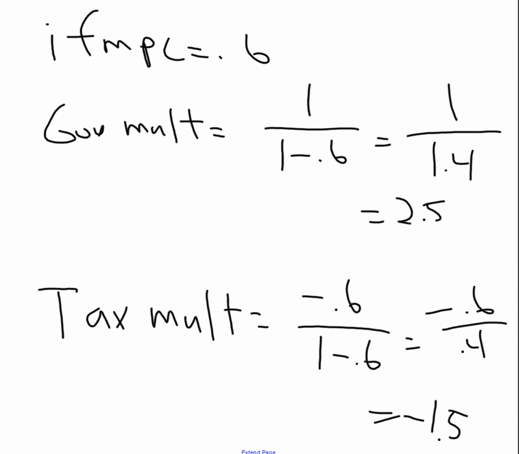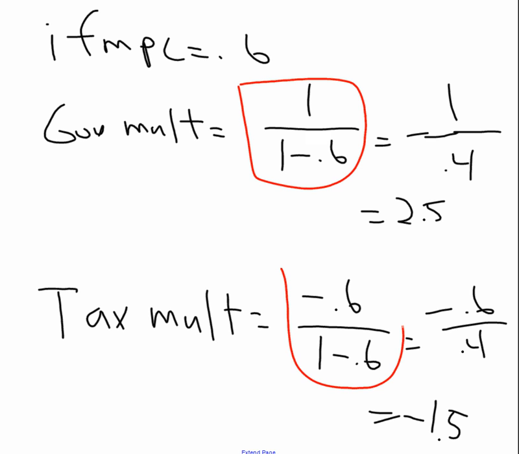And if MPC, let's do an example. If MPC is 0.6, that means the government multiplier would be 1 over 1 minus 0.6, which is 1 over 0.4, which is 2.5. The tax multiplier is negative 0.6 divided by 1 minus 0.6, which is this. And our tax multiplier then would be negative 1.5. We have a government spending multiplier of 2.5 and a tax multiplier of negative 1.5.